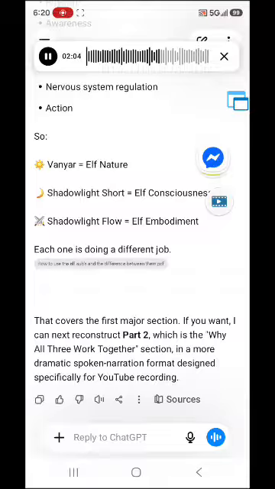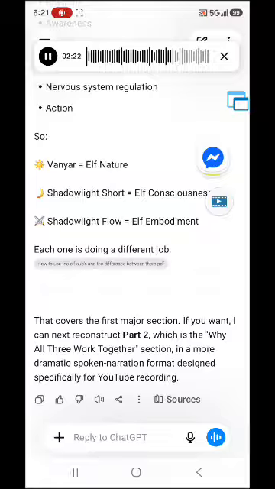Pillar 3, physical idealization. This is one of the largest differences between the files. The Vanyar material spends a great deal of attention on height, eyes, hair, beauty, attractiveness, aura, facial structure, ethereal appearance. It focuses on the image and presence of the archetype.